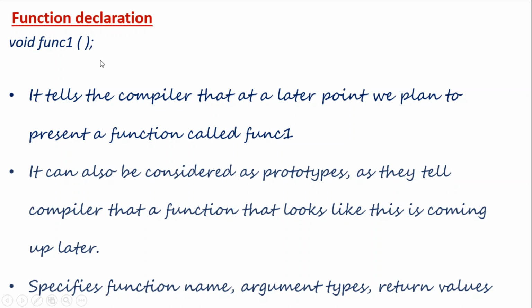This is almost similar to what I said before. It can be called a prototype or a blueprint, and it tells us what type of function it is: whether the function has a return type, whether there is an argument, and what the name of the function is. So basically, the blueprint of the function is what is contained in a function declaration. As we said earlier, it specifies the function name, argument types, and the return value. So that is all about the function declaration.